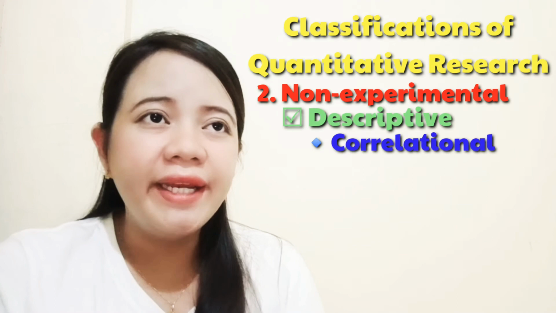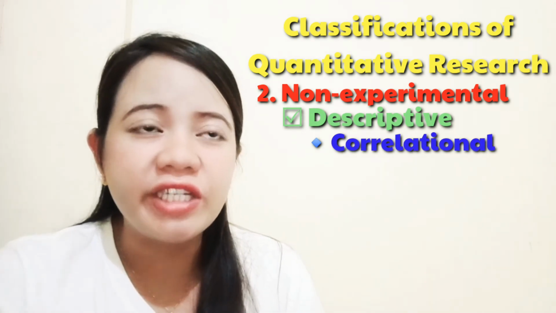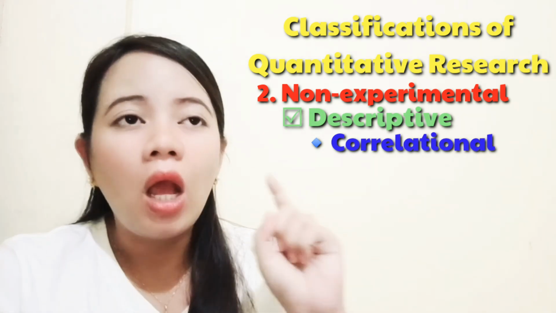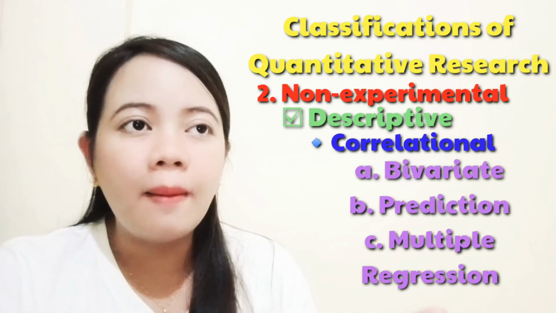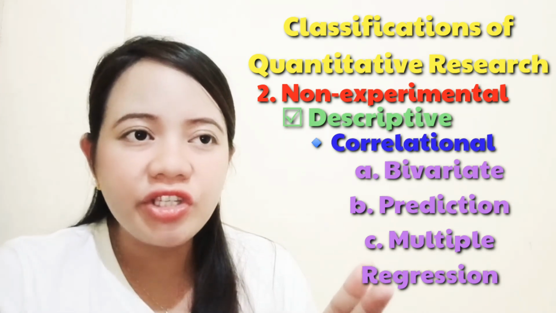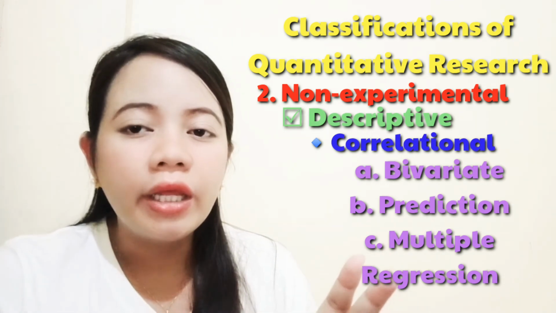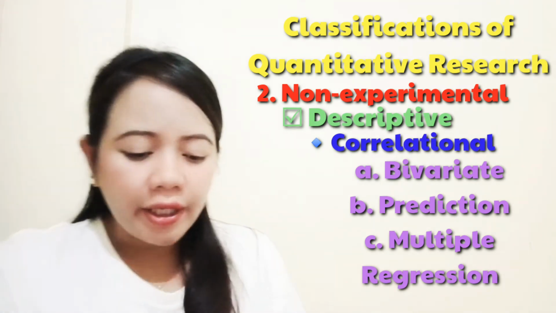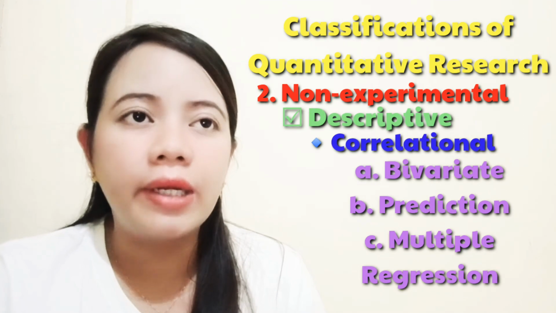The second one is the correlational research design. So, meron tayong 3 types of correlational research. First one is the bivariate correlation studies. Second is the prediction studies. And the third one is the multiple regression. Okay. Now, start tayo sa bivariate correlation studies.